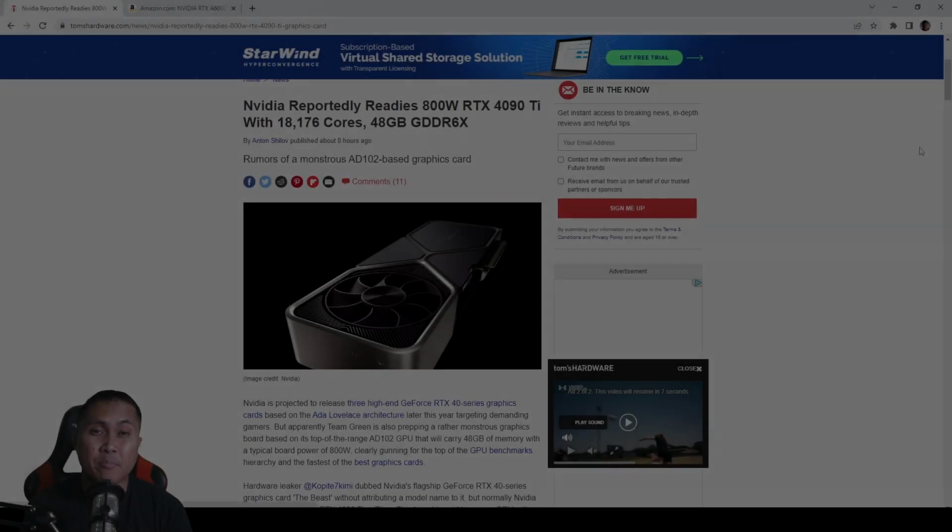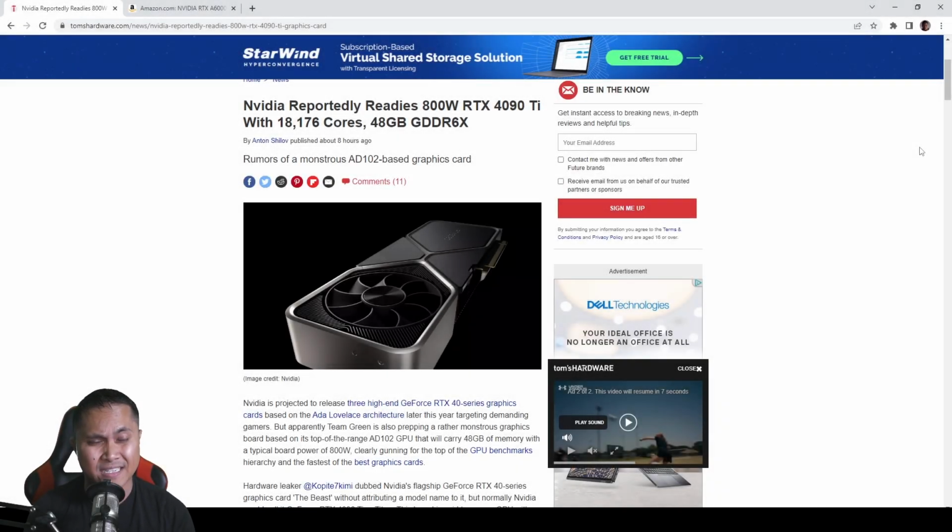So in this video, we're going to be talking about the RTX 4090 Ti, which is nothing new. It was leaked a couple of months ago. People have been writing about it, but it feels like this is coming really soon, either this year or early next year. And I've got to say, if these specs are absolutely true, by the way, we're looking at Tom's Hardware right now, this is crazy.